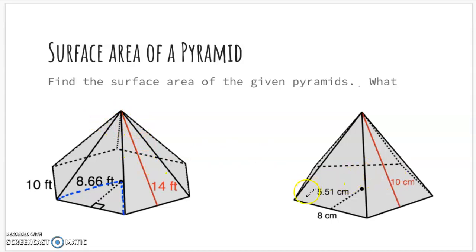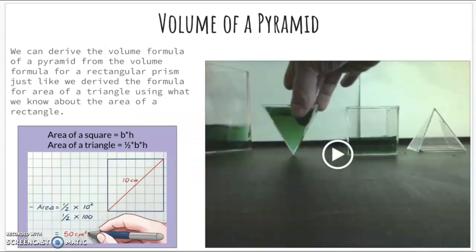Same thing over here with this pentagon, right? If you don't know how to find the area of a pentagon, chunk it into 5 equal triangles. And then same thing here, it looks like we have a regular pentagon, so all of our lateral faces should be congruent. All right, so now I want to talk to you about the volume of a pyramid.